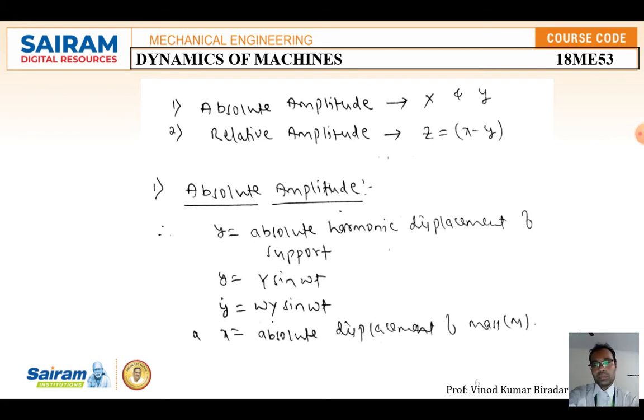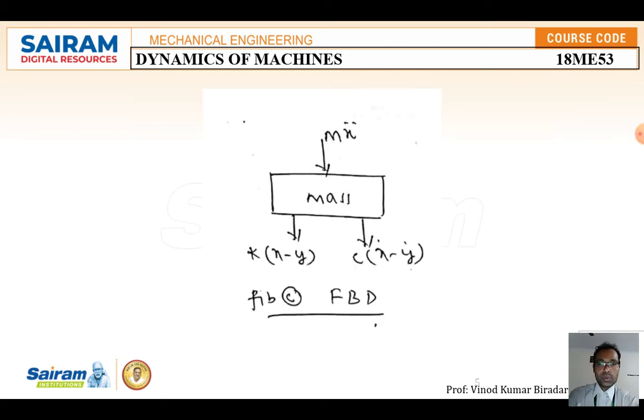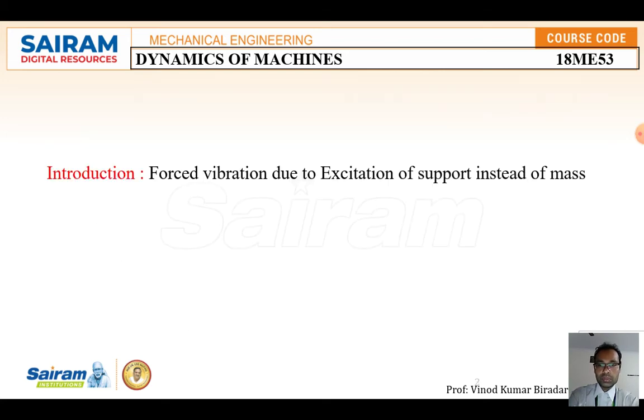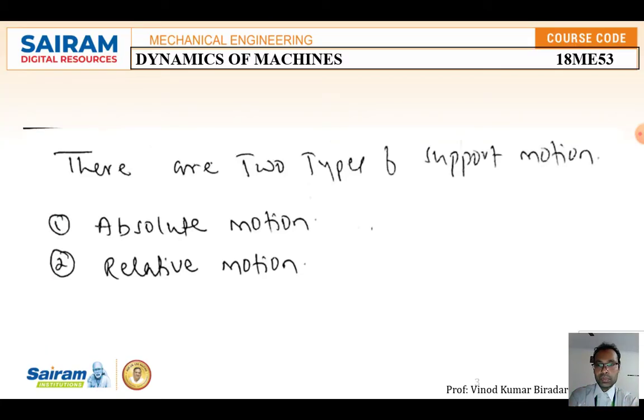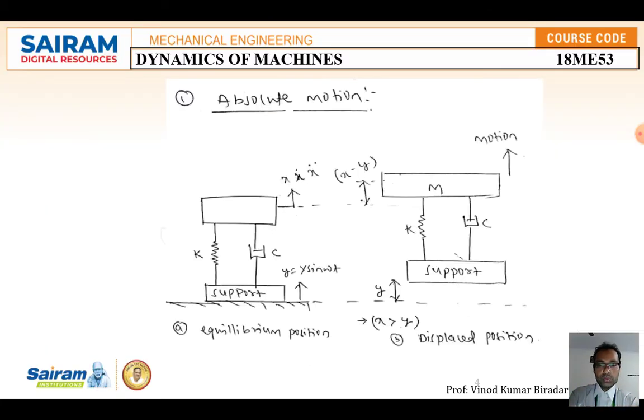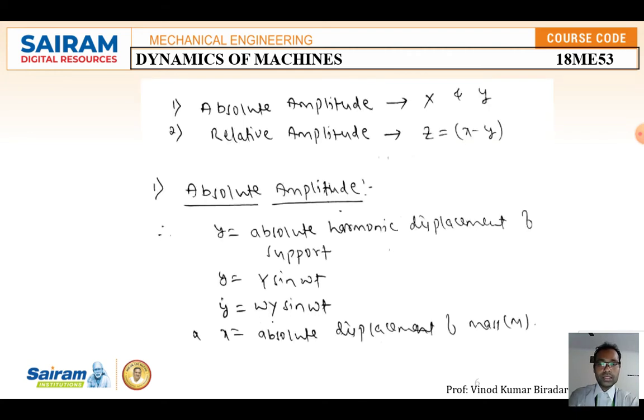First I am going to take the absolute amplitude, that is the absolute motion. Let us consider y as the absolute harmonic displacement of the support. Here in the diagram I have shown y as the absolute amplitude of the support motion. So y is equal to capital Y sin omega t, we already know this equation.